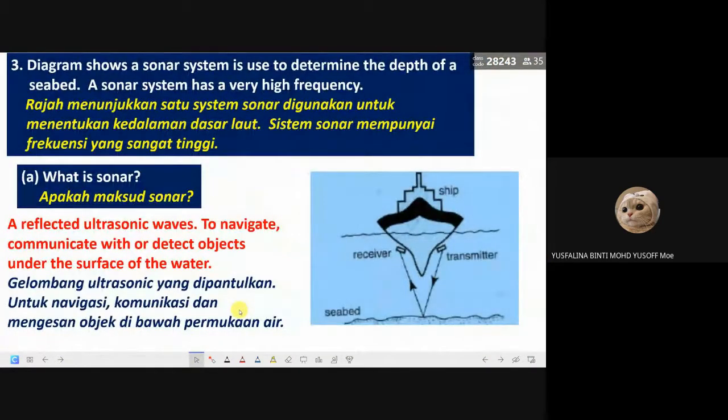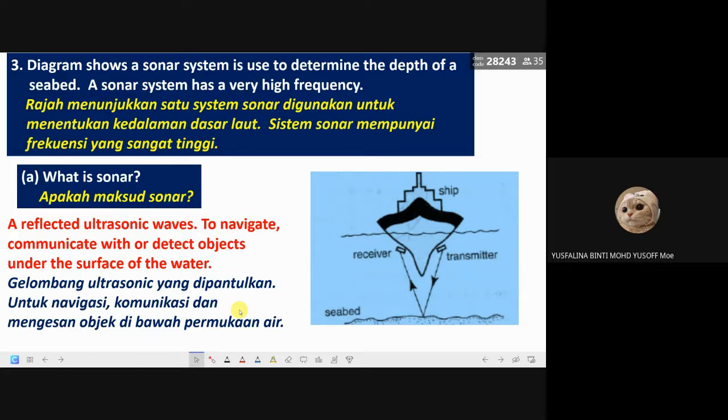Alright. So number three. A diagram shows a sonar system, right? It's used to determine the depth of the seabed. A sonar system has a very high frequency. They say it's not used only by the ship. Sometimes fishermen, if they want to detect the fish, then we use the sonar system also.